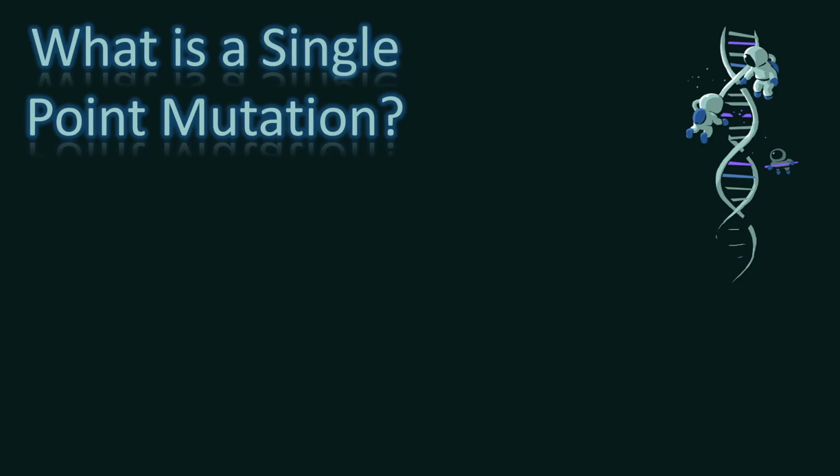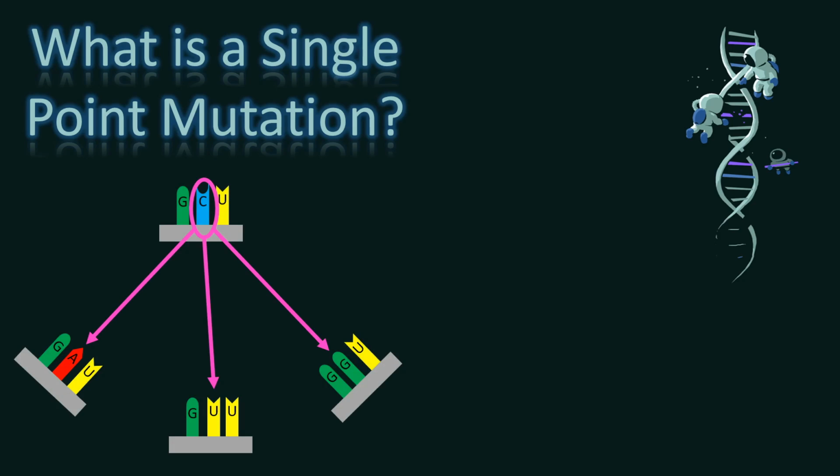What is a single-point mutation? A single-point mutation is when a single nucleotide changes into a different nucleotide. For example, here in this GCU mRNA, the C base can mutate into an A, U, or G.